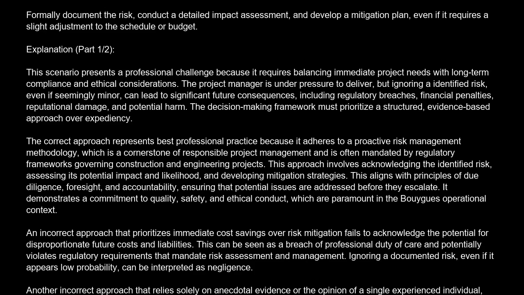The correct answer is C. Formally document the risk, conduct a detailed impact assessment, and develop a mitigation plan, even if it requires a slight adjustment to the schedule or budget.